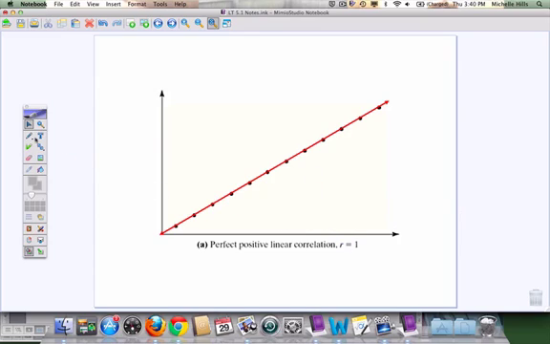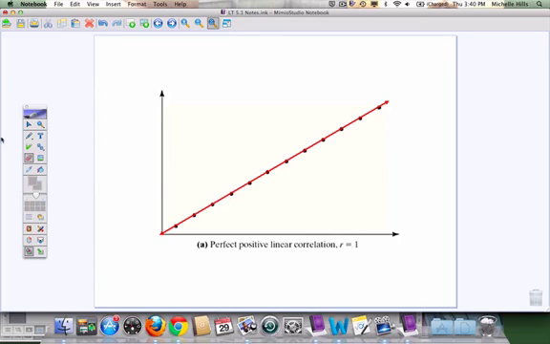This R is something called a correlation coefficient. If it is positive 1, it means that these points are perfectly linear and the slope is positive. It doesn't mean the slope of the line is positive 1. If my points did this, and they were perfectly linear, this is not a vertical line, but the slope is still positive, these would also have a correlation coefficient of positive 1. So correlation coefficient is not the slope of the line.